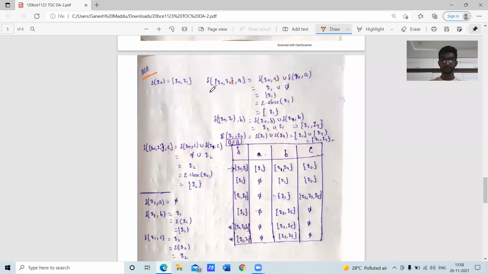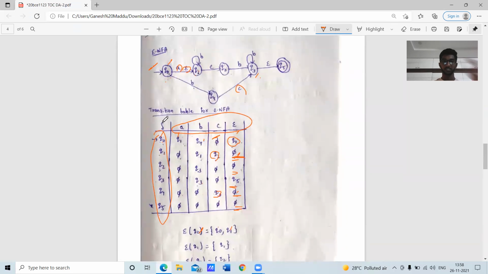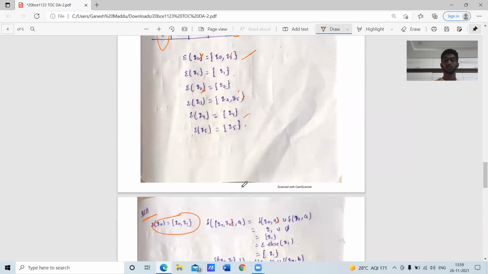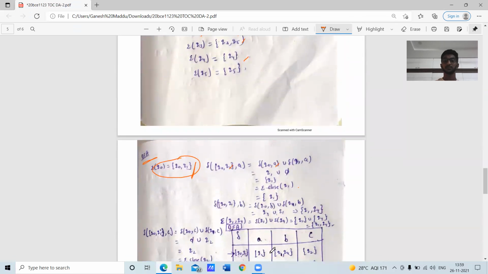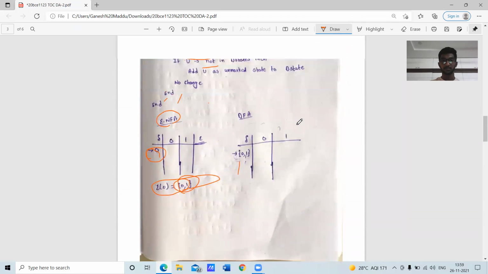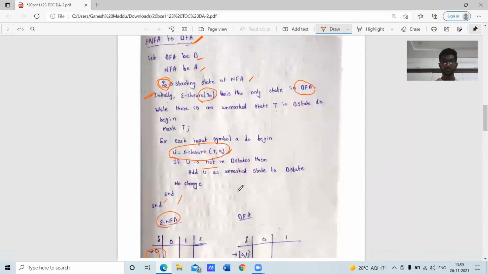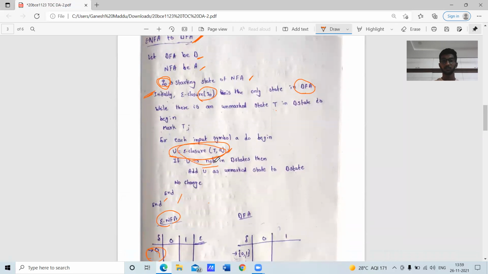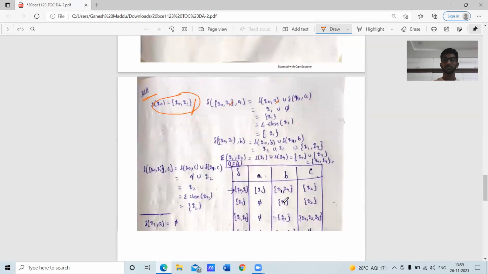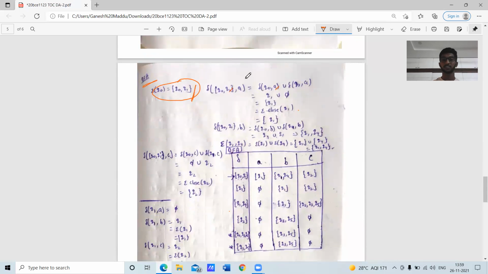For the DFA, first take the starting state of the NFA and find the epsilon closure of that state. The epsilon closure of that state we already found: Q0, Q1. So this is the starting state for the DFA. Now we can see this unmarked state. We first find the transitions for the input symbols: for A, for B, for C.